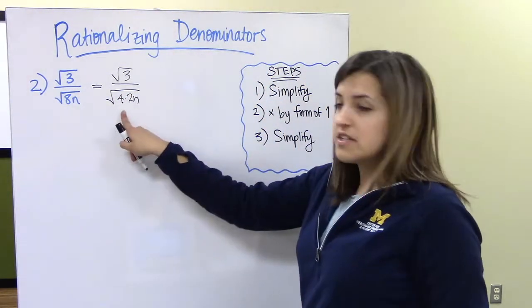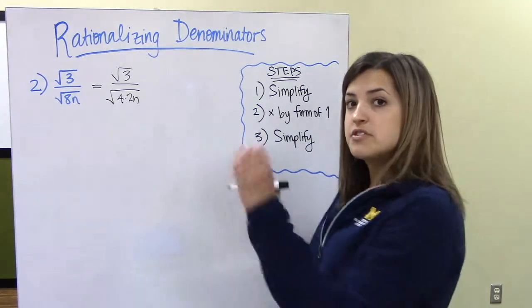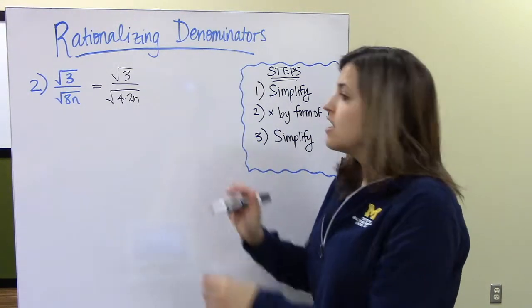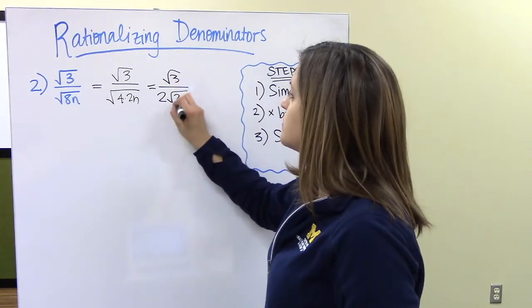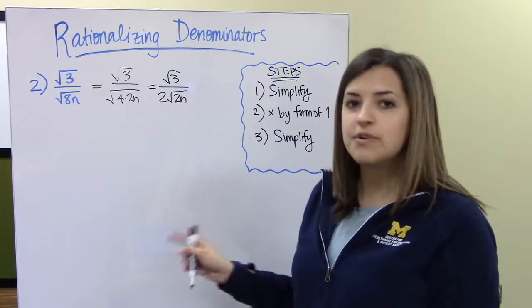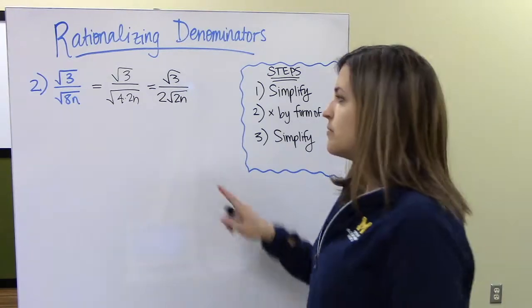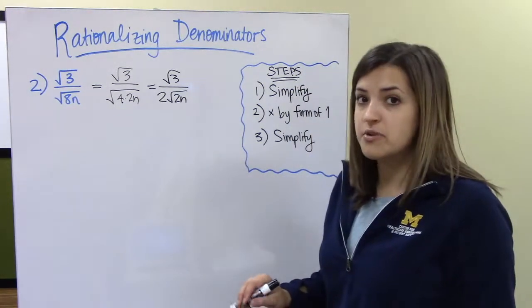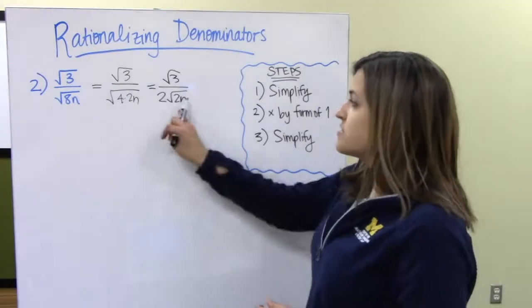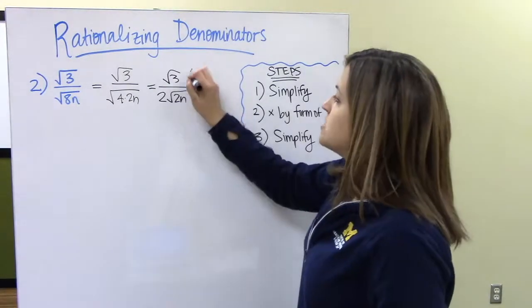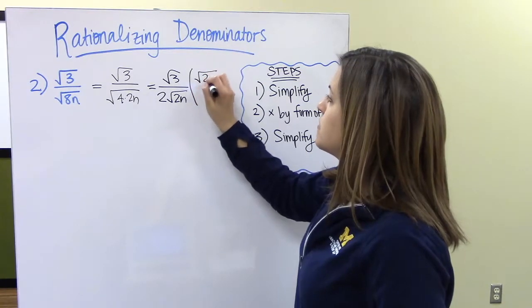Now I can separate these using my product property into square root of 4 times square root of 2n, and what I'm going to get is the square root of 3 over 2 square root 2n. Now we're in simplest form for now. We need to get rid of that square root in the denominator, so we're going to follow the second step. We're going to multiply by a form of 1 using that square root in the denominator. So I'm going to multiply top and bottom by the square root of 2n.